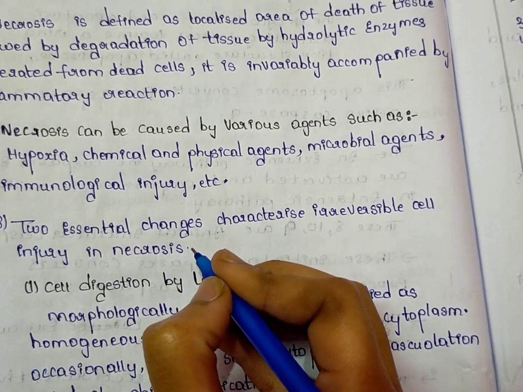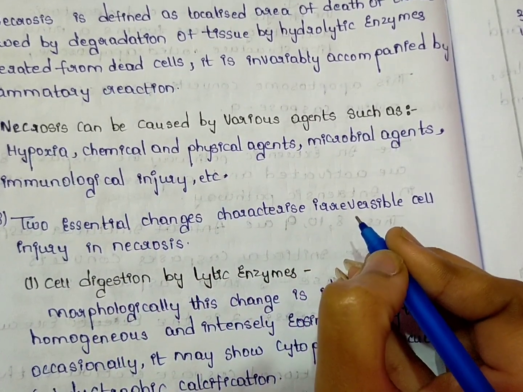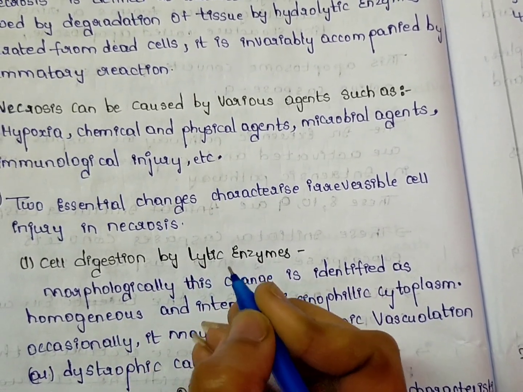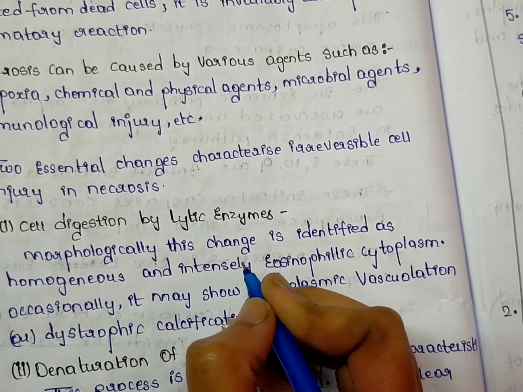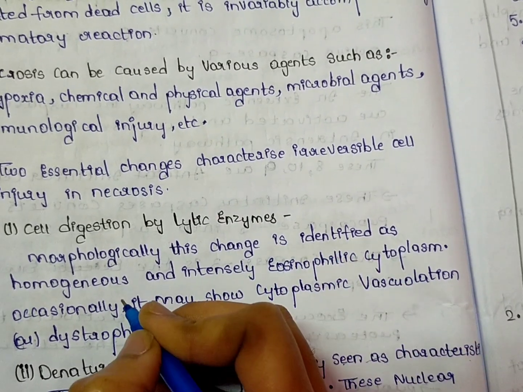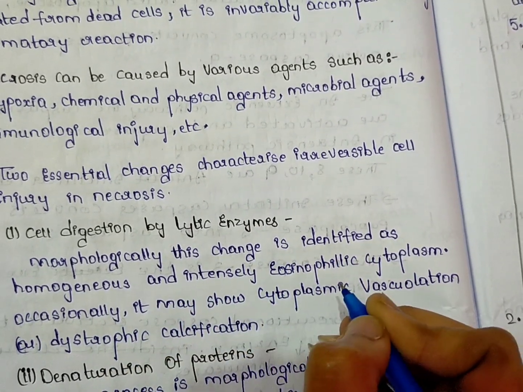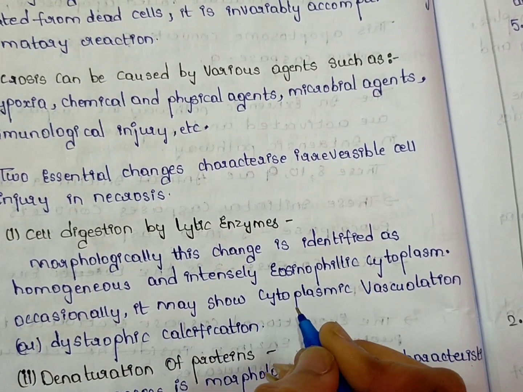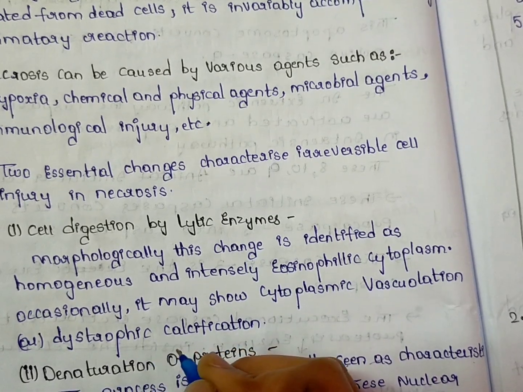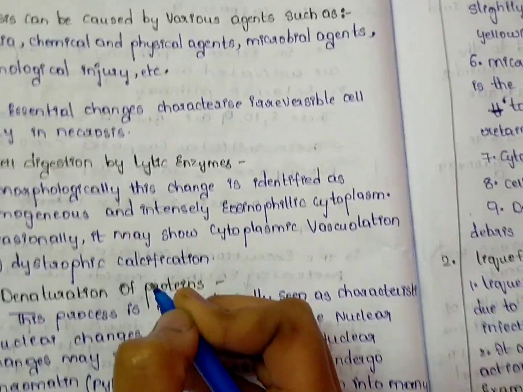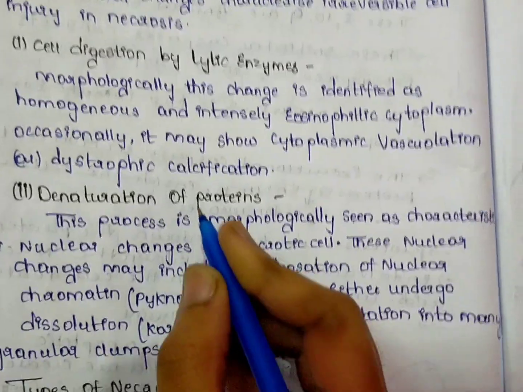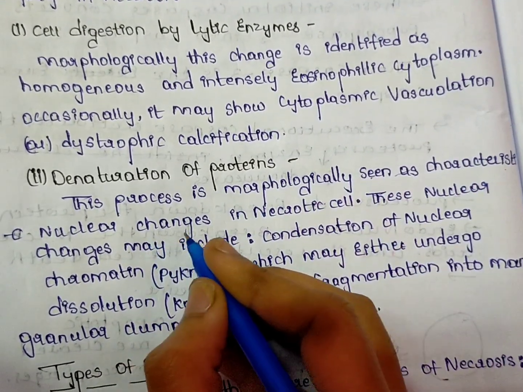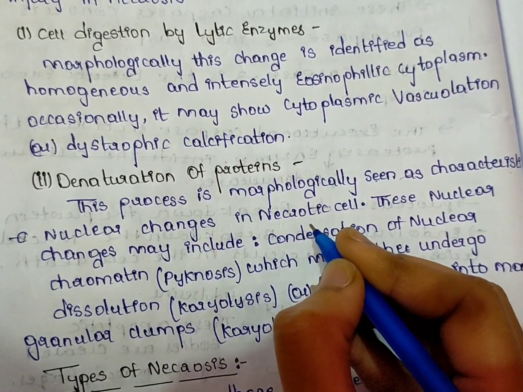Two essential changes characterize the irreversible cell injury in necrosis. First, cell digestion by lytic enzymes. Morphologically, this change is identified as homogeneous and intensely eosinophilic cytoplasm. Occasionally, it may show cytoplasmic vacuolation and dystrophic calcification. Second, denaturation of proteins. This process is morphologically seen as characteristic nuclear changes in the necrotic cell.